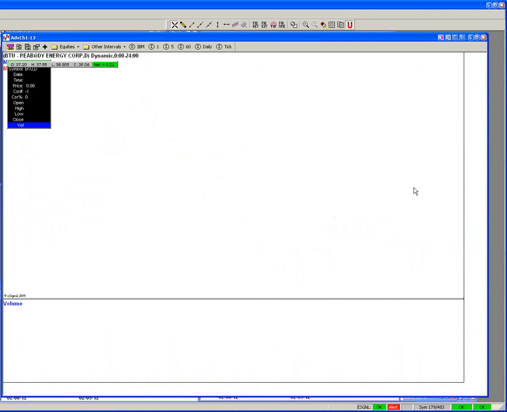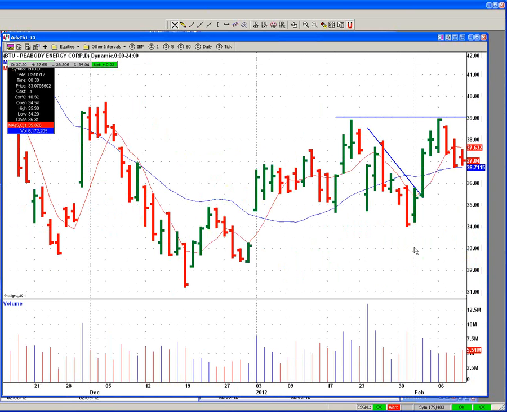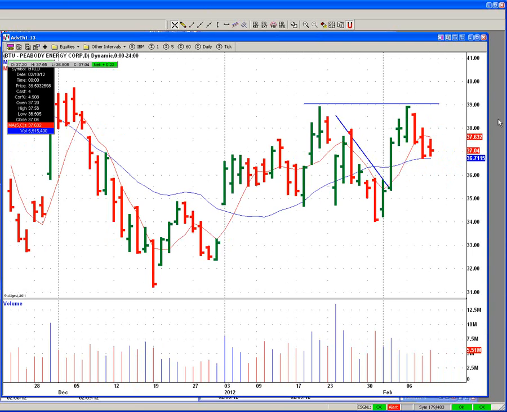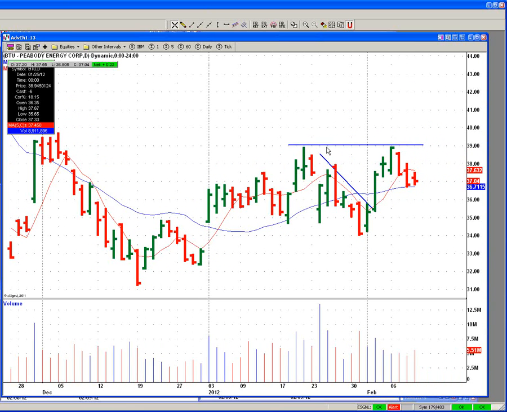So that would have been ideal for a long setup. Another one that I have on the list that signaled a power up a few days ago was BTU, Peabody Energy. You can see that the volume picked up. The stock traded up 1, 2, 3 days in a row, higher highs, higher lows. There's a nice little 3-day pullback in effect here. So right now, I have this on my watch list as a potential long over the next few days.